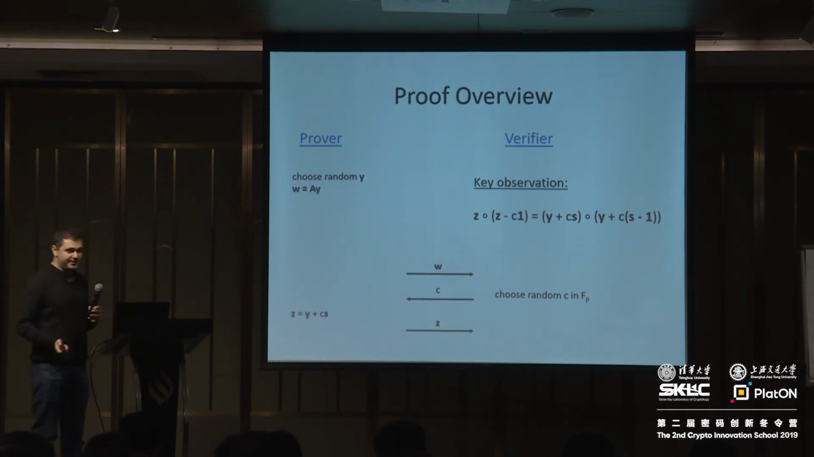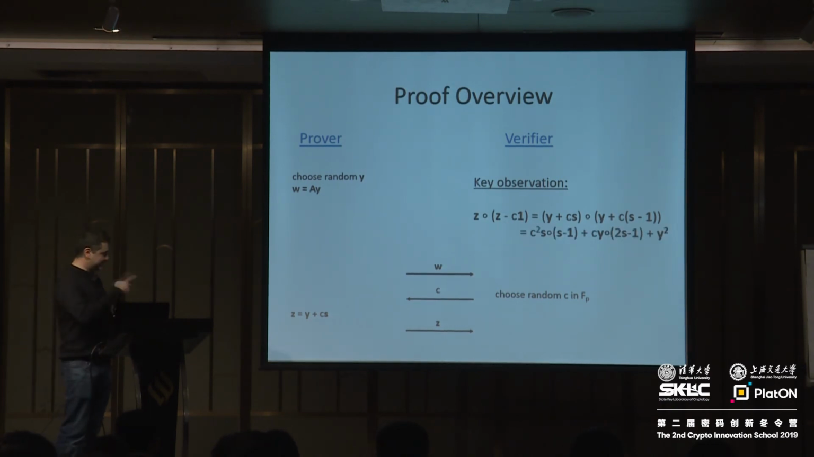Okay, so far I did nothing, I just rewrote Z. Okay, but now the key step is this one, the key observation is here, because now if you just expand or write it out, you get something like this: C squared times S component-wise with S minus 1, plus C times something here, plus y squared.